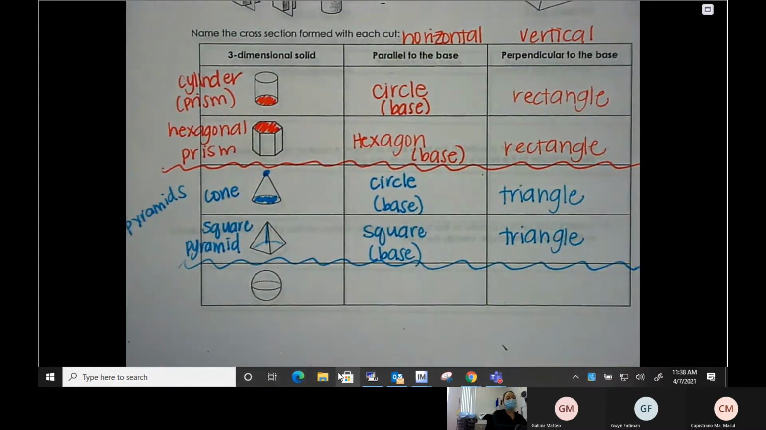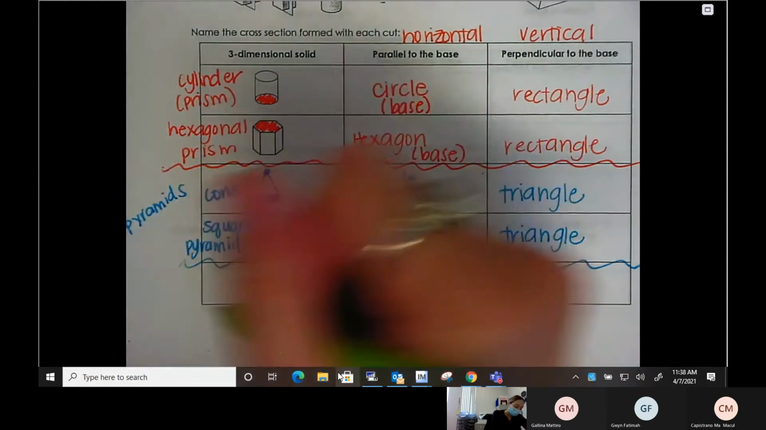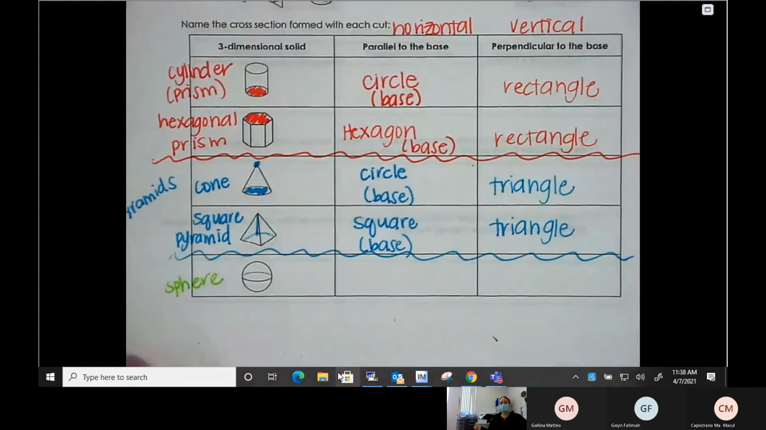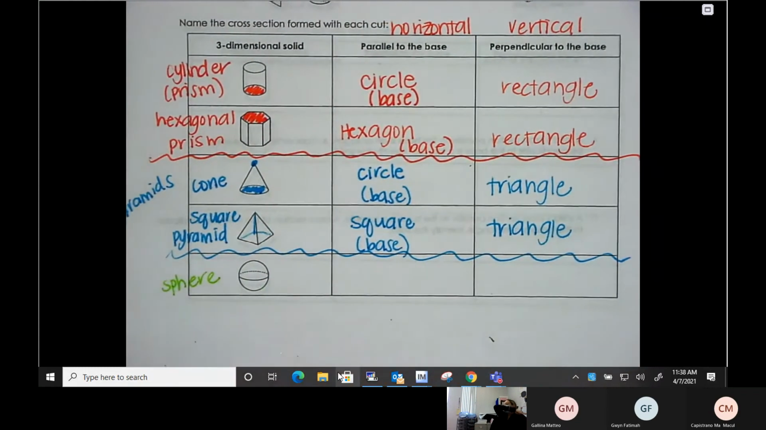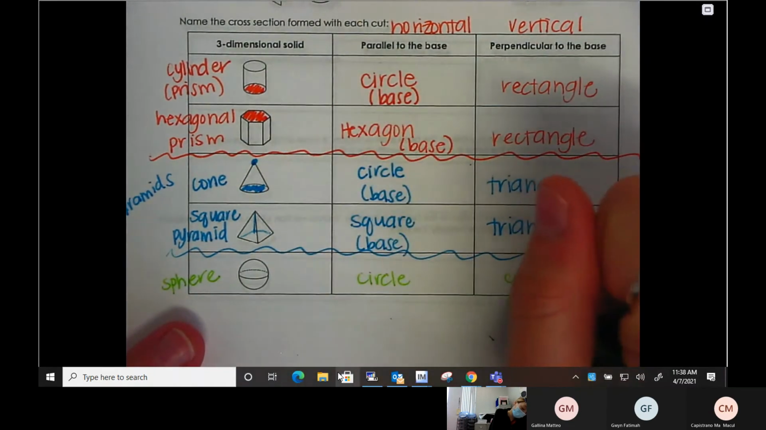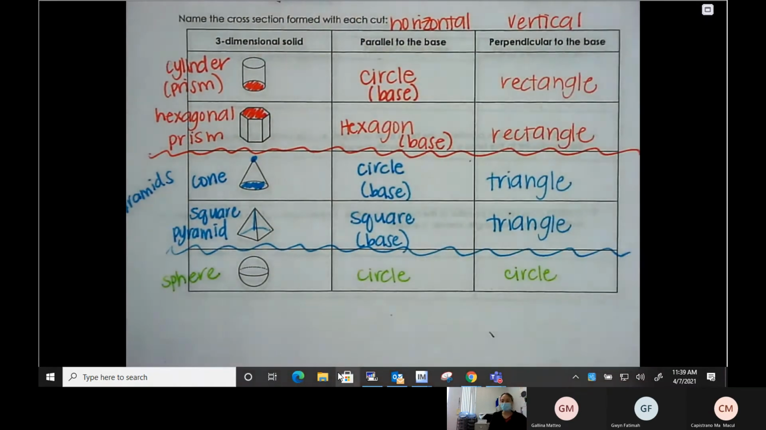Now we got to do our one lone friend, which is the sphere. Homeboy's out here all by himself. But I have a feeling you can guess this one pretty easily. If I cut a sphere horizontally, what shape is that? A circle. If I cut a sphere vertically, what shape is that? It's a circle. Both of these are a circle. So those are like our funky friends there. He's all by himself. Doesn't really fall into any category.